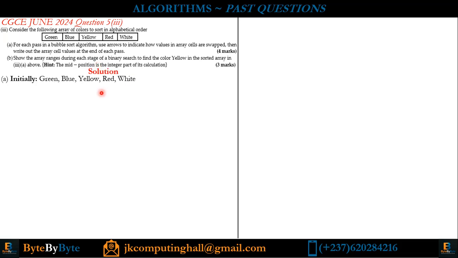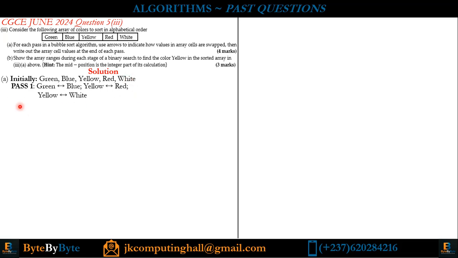Now, what do we have? Initially, we have green, blue, yellow, red, and white. And we know that for a bubble sort, we start from the beginning and we compare adjacent elements. So I'm going to compare green and blue. Then from there, I will compare the first and the second, second and third, third and fourth, fourth and fifth. I will repeat the statement until I'm going to have my sorted list.